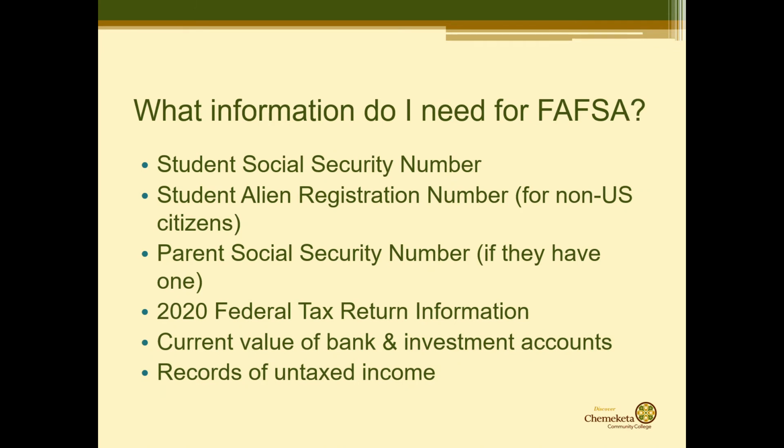Here are some items that you may want to gather before starting your FAFSA. It is critical that you know the student's social security number and enter it correctly into the form. If you are an eligible non-citizen, you'll need your alien registration number. If parents have social security numbers, you'll need those too. However, parents do not need to have a social security number in order for students to qualify for financial aid, so don't panic if your parents don't have a social security number. A copy of your 2020 federal income tax return and records of any untaxed income, such as child support, as well as your bank and investment records would be helpful.